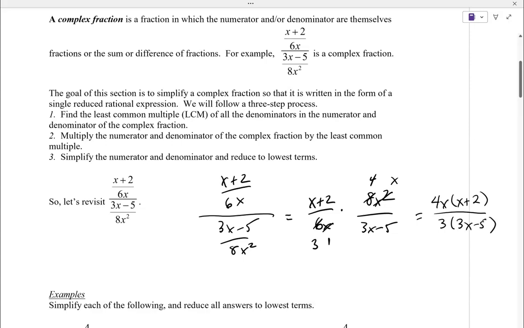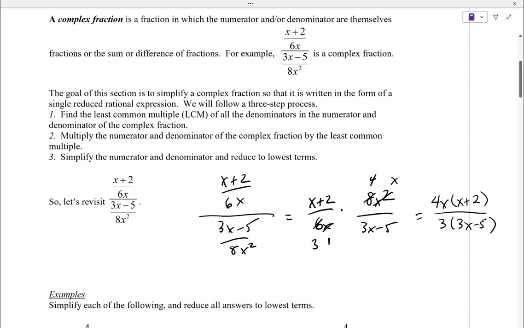So what we're left with on top is a 4 times x here, and I'd still have this times x plus 2. Remember, when you multiply your fractions, you just multiply straight across, right? So we have 4x times x plus 2 on top. On bottom, this is 3 times 1, isn't it? So it's just a 3, and then times that second piece. So we have 3 times the 3x minus 5.